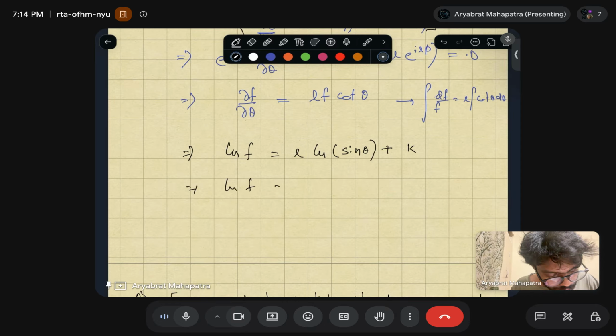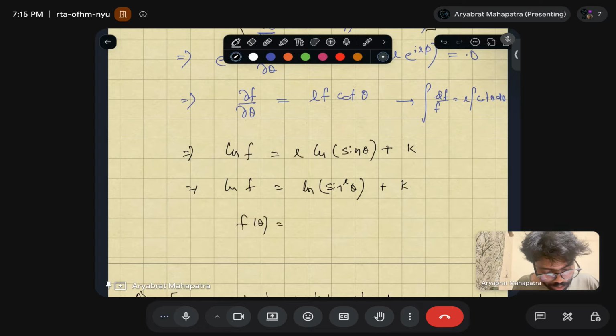So that is ln f equals ln sin to the power l. This is just the logarithmic property. And then finally I can write f of θ as some constant, again some other constant, written as a₀ sin^l θ. If I take the exponential on both sides, this is what I will get.